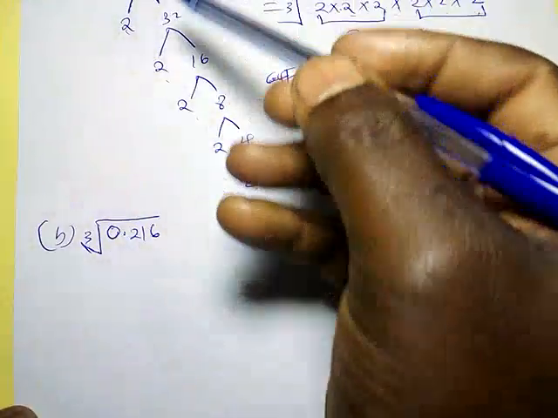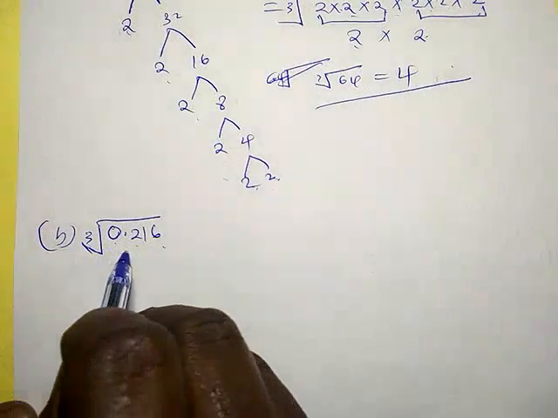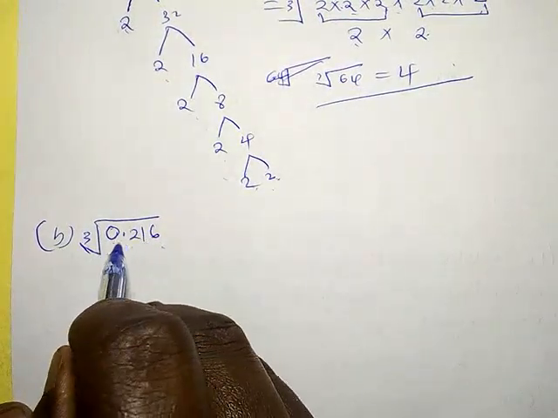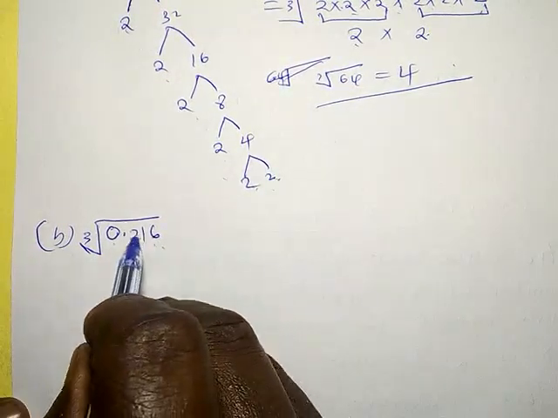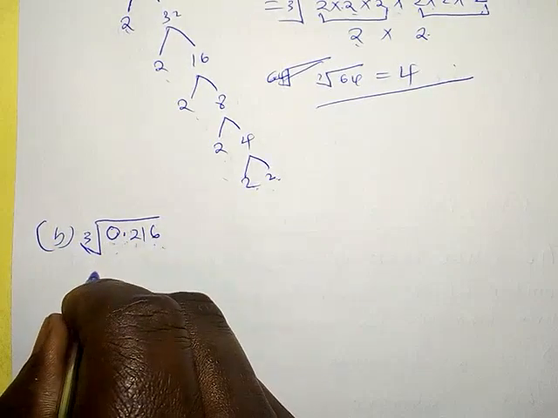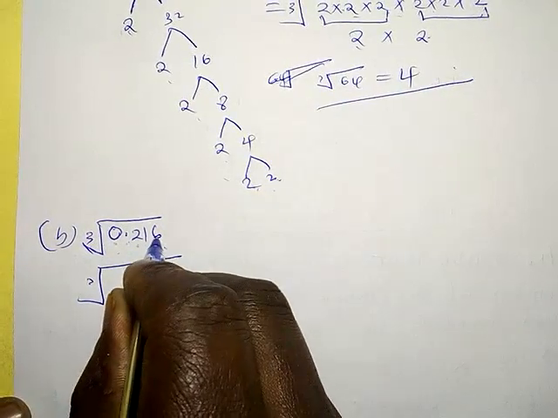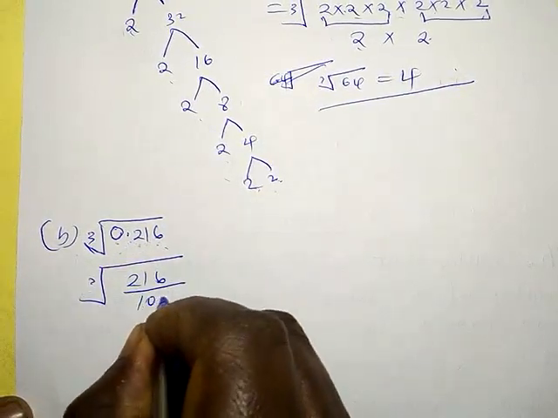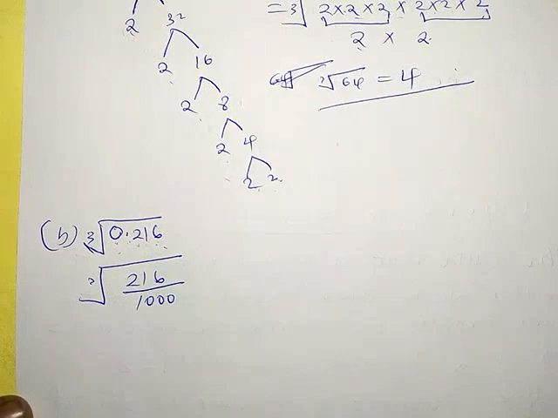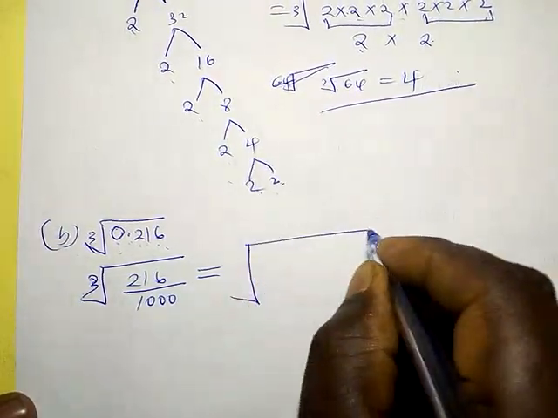Number B, find the cube root of 0.216. Because now we want to write this number using the factor method. First, what does 0.216 mean? It simply means the cube root of 216 over 1,000, since there are 3 decimal places. That's what it means.